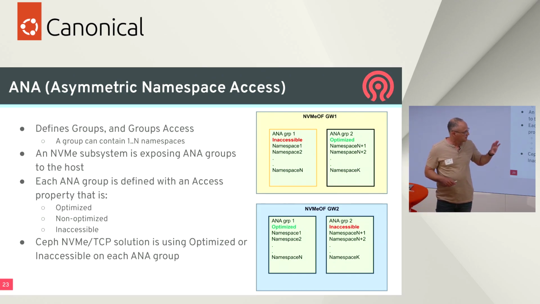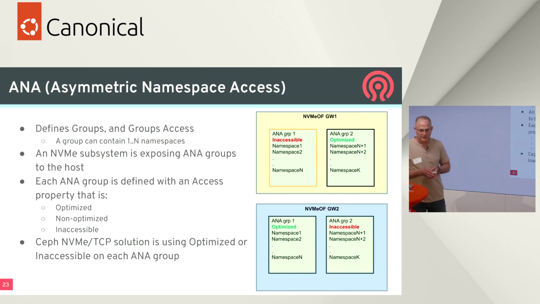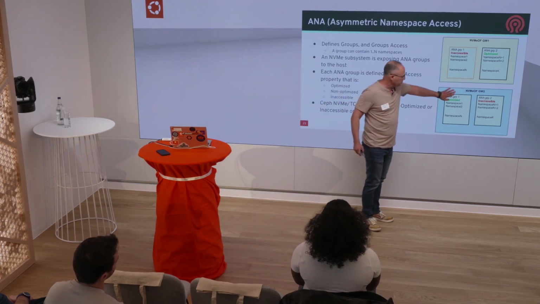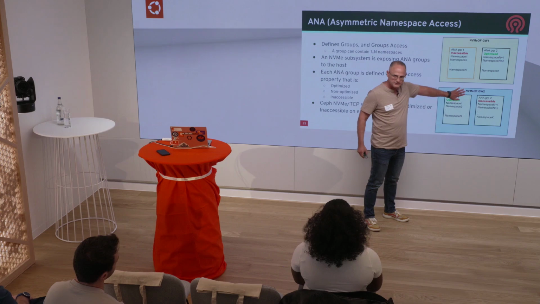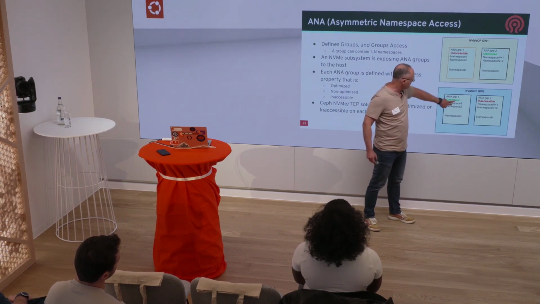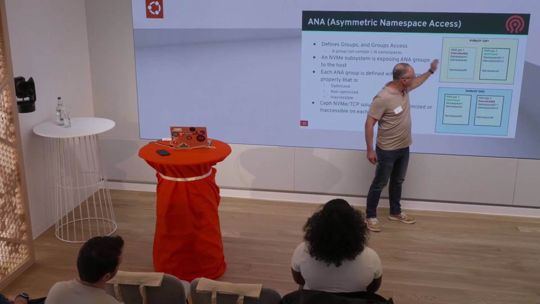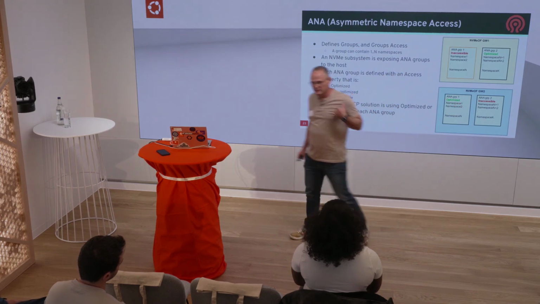And so the game of HA is really about playing with which ANA group is accessible right now and which ANA group is not accessible. So for example, in the case that gateway 2 for some reason failed, we will see that automatically the optimized state will move to ANA group 1 on this gateway, and you will be able to access all the namespaces through gateway 1. If it's coming back, we are returning the state to the way it was before.